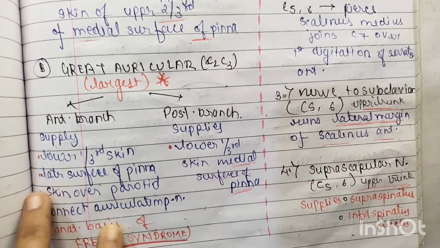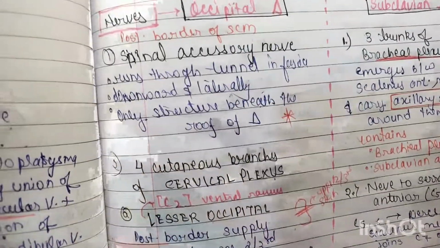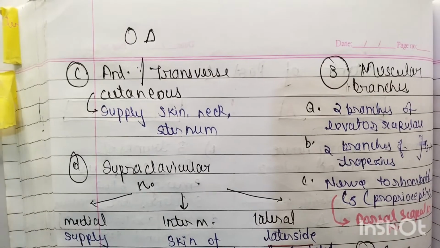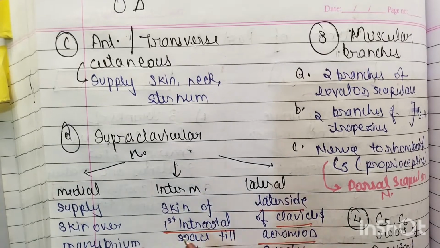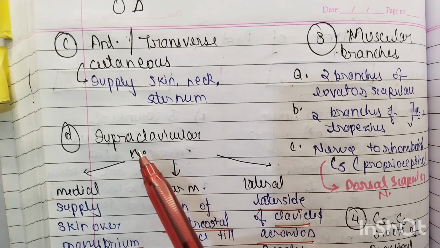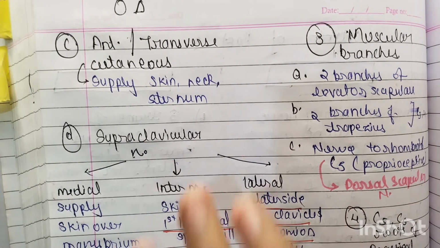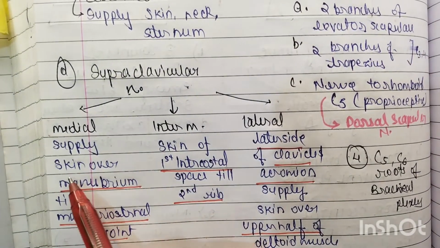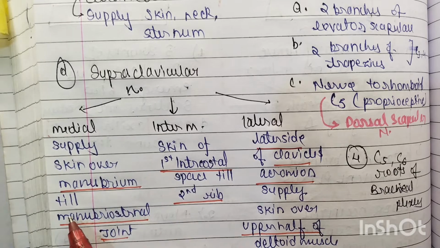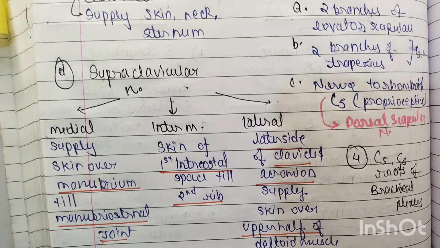Now coming to the third part, that is your anterior, or you can say transverse cutaneous nerve. It supplies the skin of the neck and the sternum. Then we have the supraclavicular nerve. The supraclavicular nerve has three parts: medial, intermediate and lateral. The medial part supplies the skin over the manubrium till the manubriosternal joint.